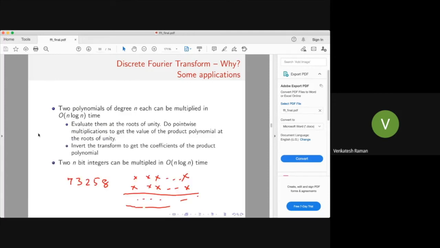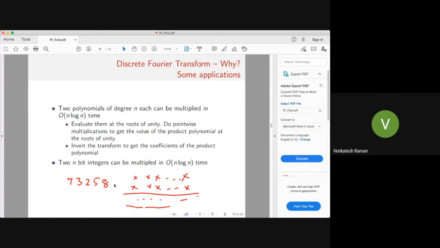Okay, here is another application. You can actually multiply two n-bit integers in n log n time. Multiplying two n-bit integers is something you learn in high school: you take the first one, multiply by this term, take the next one, multiply, do some shifts and add and so on. That actually takes n square multiplications. But using discrete Fourier transform, you can actually do it in n log n time.